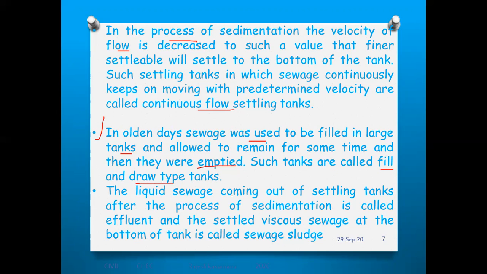The liquid sewage coming out of settling tanks after the process of sedimentation is called effluent. The liquid sewage which is coming from the settling tanks after the process of sedimentation is called the effluent, and the settled viscous sewage at the bottom of the tank is called sewage sludge.